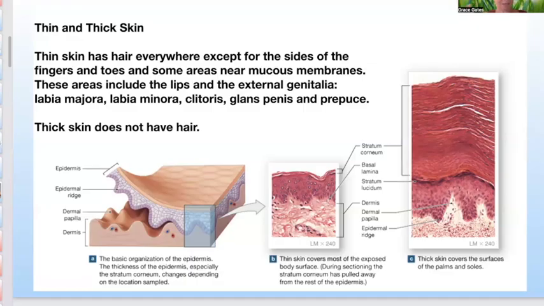Similarly, if you look at a cat or a dog or a mouse, on the pads of their feet, there's no hair. So it's kind of a conserved thing that we don't have hair on the palms of our hands and the soles of our feet.